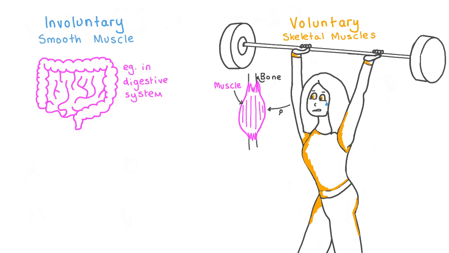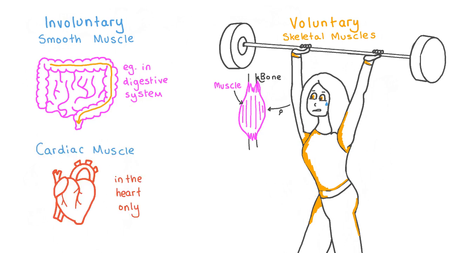Smooth muscle is exclusively involuntary muscle, and it can be found in the walls of some organs in the digestive system. For example, smooth muscle in the walls of the intestine can contract and relax to move food along. Cardiac muscle is another type of involuntary muscle, which is only found in the heart, and contracts and relaxes to regulate our heartbeat. As both smooth and cardiac muscles contract and relax without us needing to think about it, they're described as involuntary muscles. In this video, we're going to be focusing on skeletal muscles, so let's take a closer look at how movement can be brought about in this type of muscle.